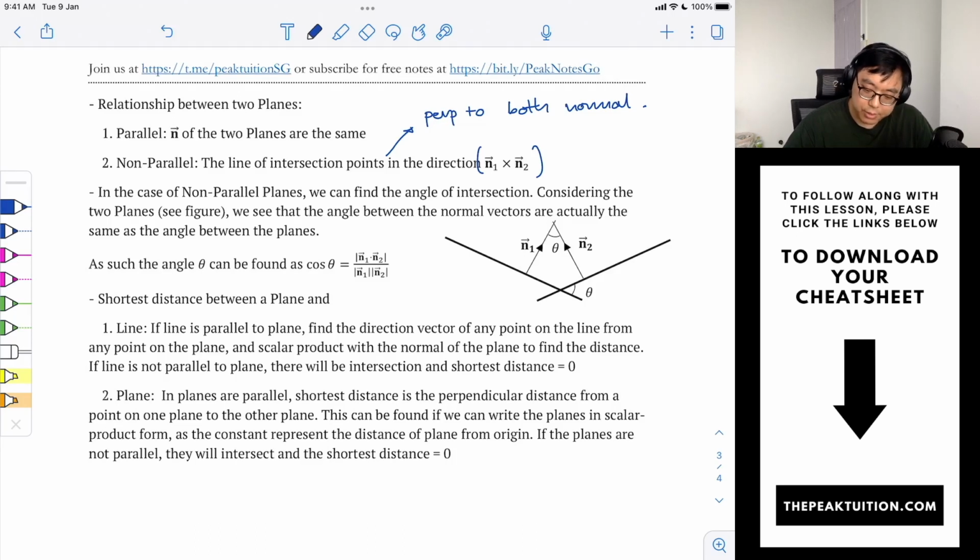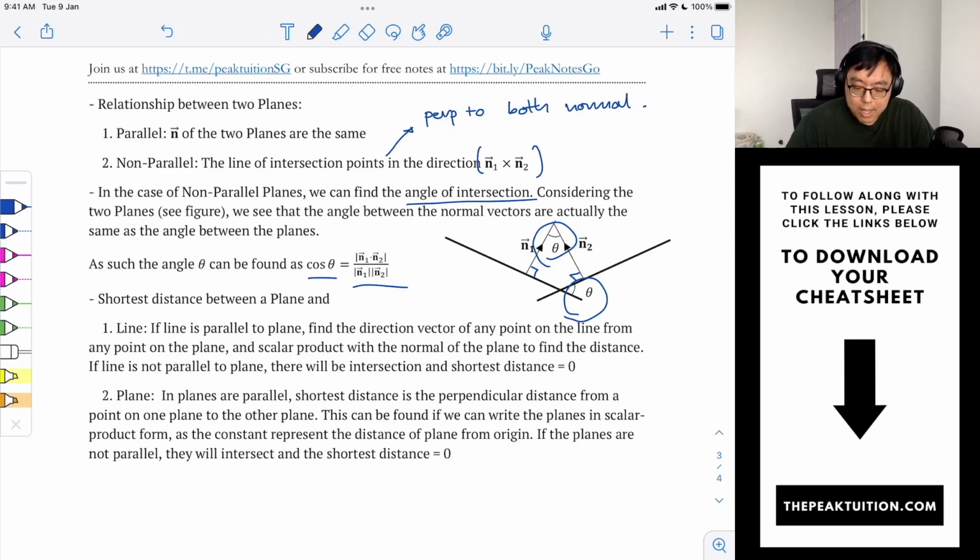Okay, so in the case of non-parallel planes, we can find the angle of intersection by considering the two planes here. We can see that the angle of intersection is the same as the angle between the two normal vectors. If you're not sure, just add in all the 90 degrees and try to calculate. It's the same. So this angle here can also be calculated using the dot product. This is why we say that the dot product and cross product are very important, because they are applied everywhere.